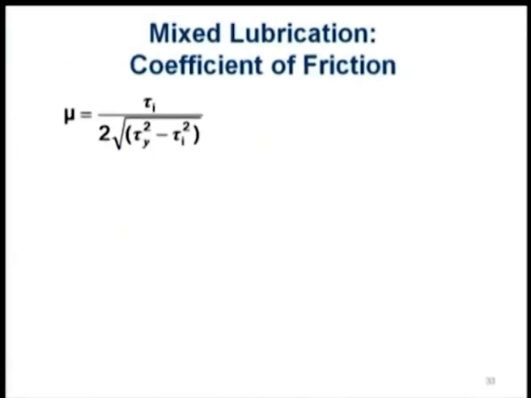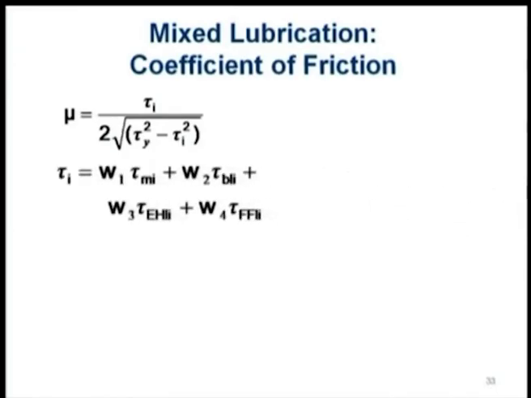To find out the coefficient of friction in the mixed lubrication mechanism, we can go back to our previous relations which we derived using junction theory, or junction growth theory, where mu was expressed in terms of the shear strength of the interface and the shear strength of the bulk material, or soft material, in bulk form. So the coefficient of friction was derived using that relation.